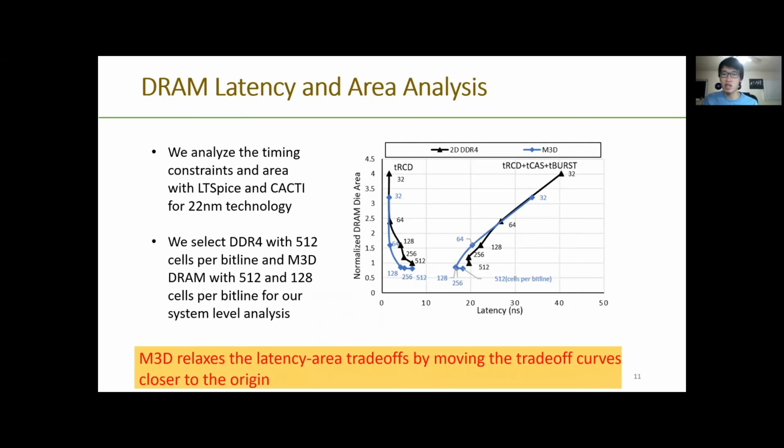We analyzed the timing constraints and area with LTspice and CACTI. Our analysis shows that M3D can relax the latency-area trade-off by moving the trade-off curve closer to the origin. We select DDR4 with 512 cells per bit line and M3D DRAM with 512 and 128 cells per bit line for our system level analysis.